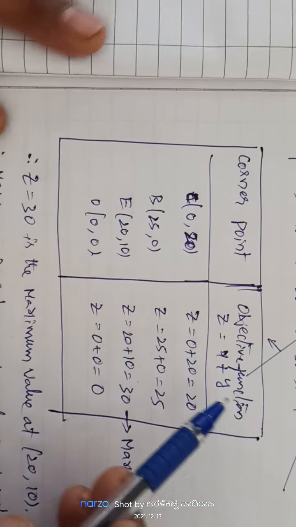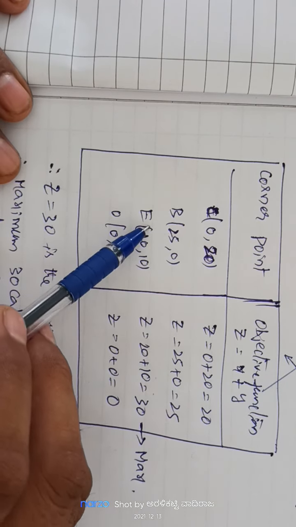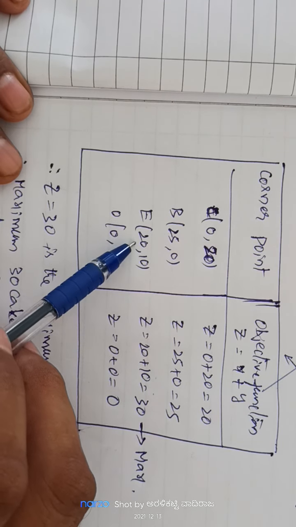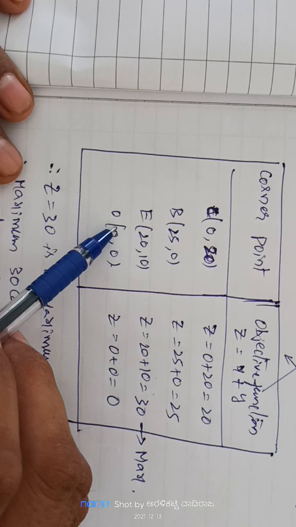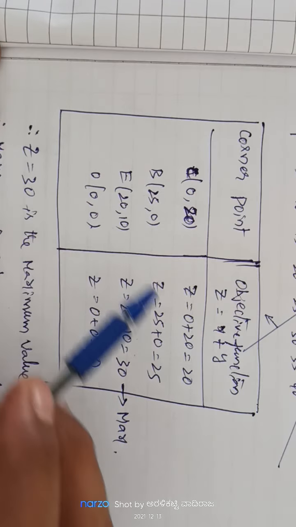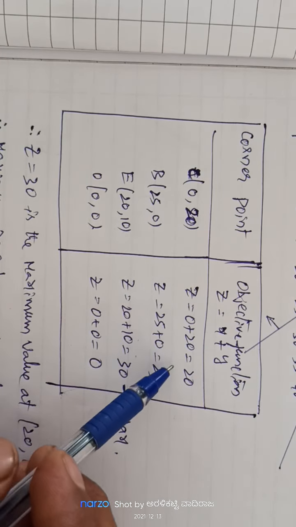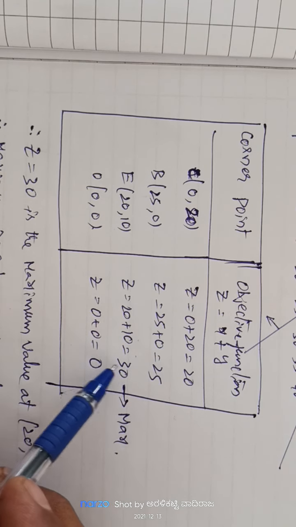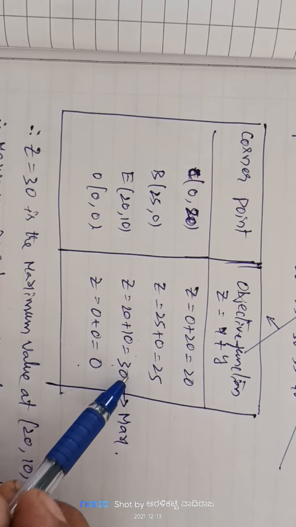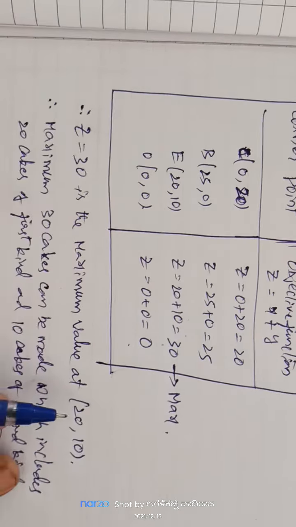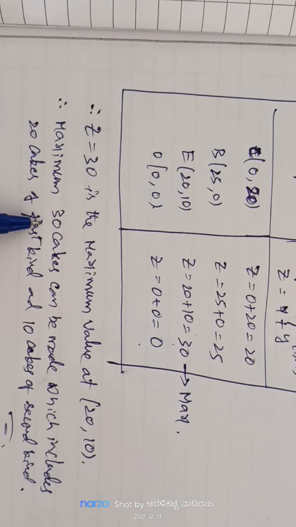Therefore corner points are C of 0, 20, B of 25, 0, E of 20, 10, and origin 0, 0. Objective function values you will get are 20, 25, 30 and 0. The maximum value is 30. Therefore z is maximum at 20, 10. Therefore we can make 30 cakes, out of which there will be 20 cakes of first kind and 10 cakes of second kind.